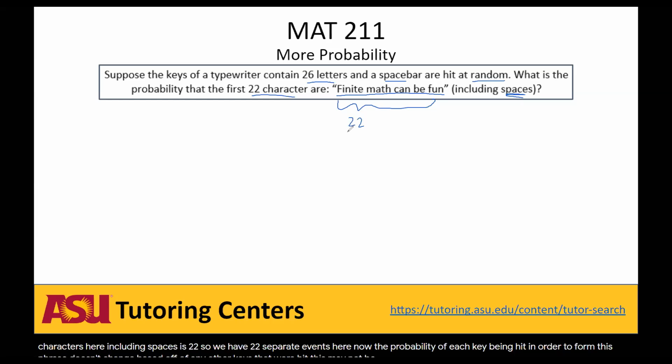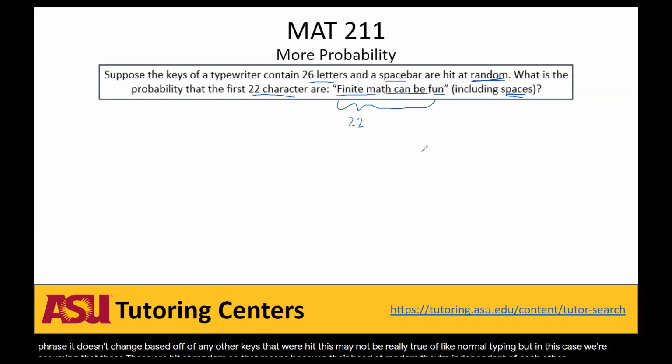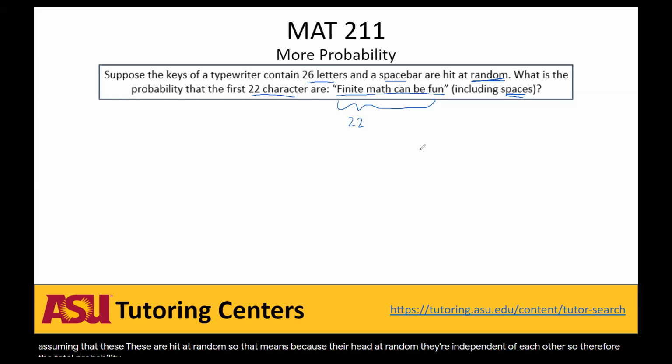This may not be really true of normal typing, but in this case, we're assuming that these keys are hit at random. So that means because they're hit at random, they're independent of each other. So therefore, the total probability of this whole phrase happening is the product of each individual probability.